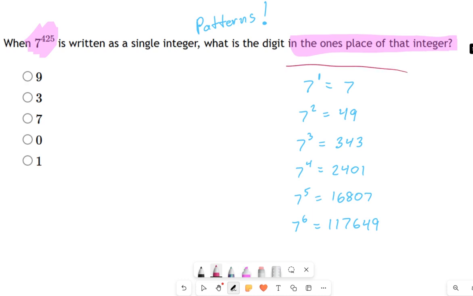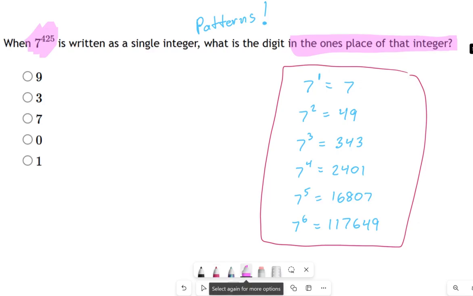Now, what I've written over here is some of the powers of 7, and you could keep going with this, but I want to point your attention to what the ones digit place is for each of these. If you do 7 to the 1, your ones digit is a 7. If you do 7 to the 2, your ones digit is a 9. And that pattern goes 7, 9, 3, 1, and then it repeats. And it's going to keep going 7, 9, 3, 1 forever in that pattern.